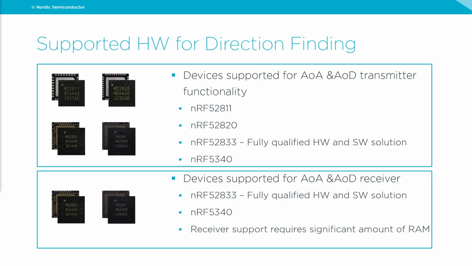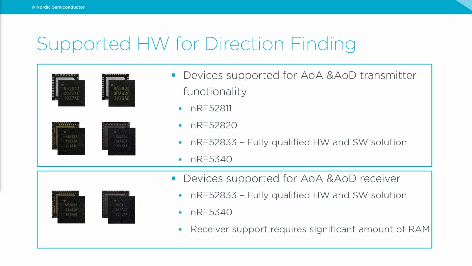So what we have of devices here is the ones that support direction finding in hardware, so basically support the CTE part. For the transmitter side, both for AoA and AoD, we can support it with the 52811, the 52820, the 52833, and the 5340. Have in mind, for the 52833, we have a fully qualified hardware and software solution with the QDID for the RF as well. On the receiver side, we can only use the 52833 and the 5340.